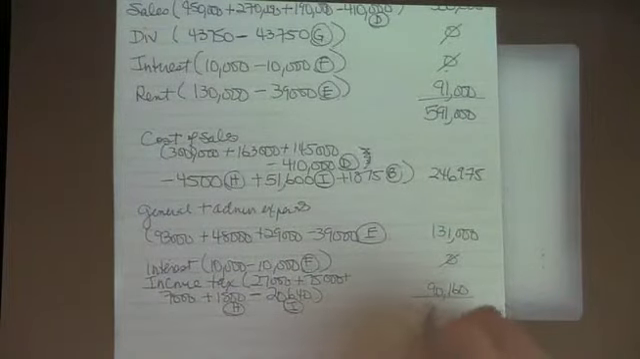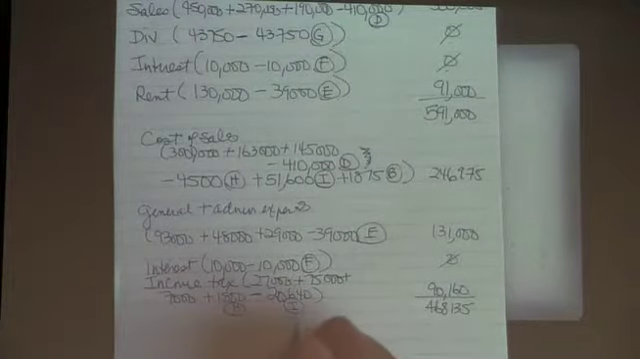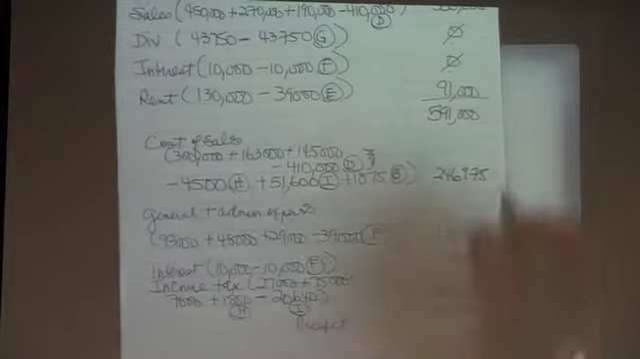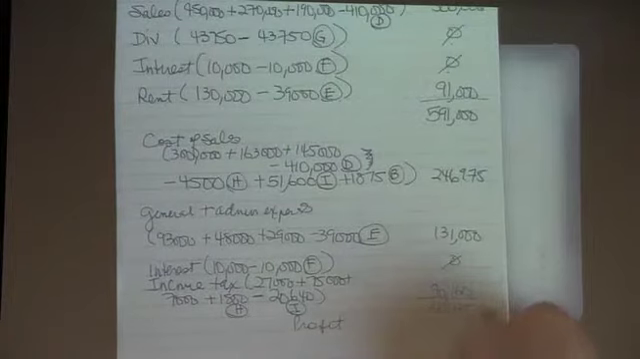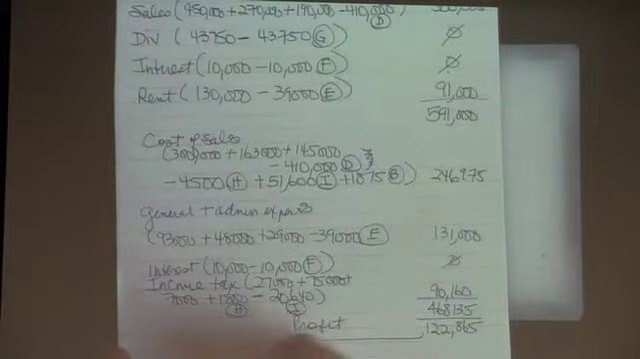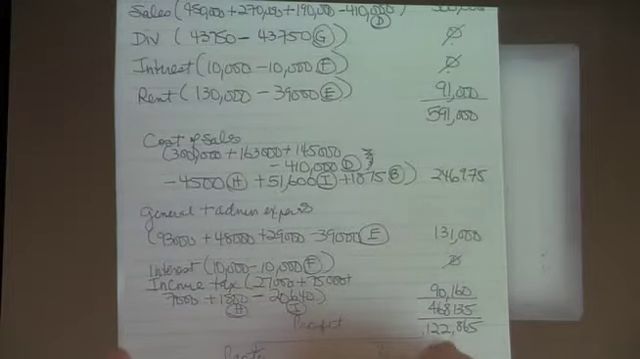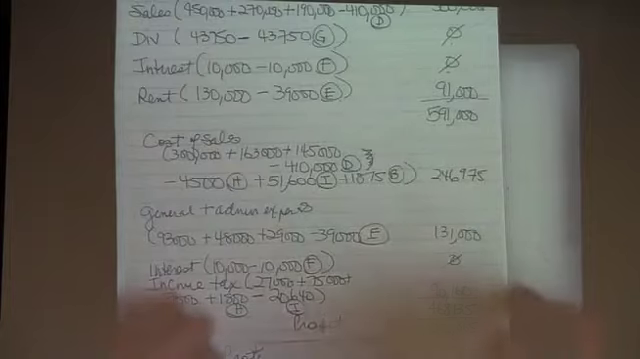So total expenses is 468,135. So profit would be the difference between these two, 122,865. Now, we need to split it between Paste and NCI. We're going to hold on to that one for a minute. We're going to actually calculate that in answering Part D. So let me do Part D next.